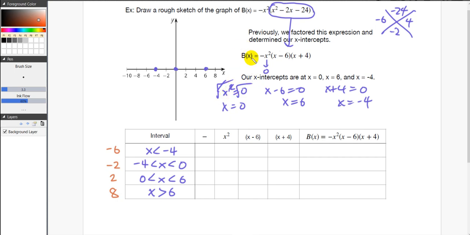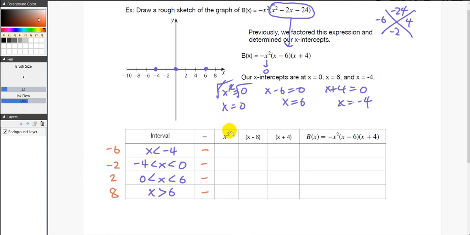Okay. Now, as you can see, this minus sign correlates to this minus sign. This x squared correlates to this x squared, and x minus 6, and so forth, right? So when we're determining whether our function is positive or negative in a certain interval, because we have this minus sign for our example, we're going to replicate that minus sign in all the different intervals in that whole column.